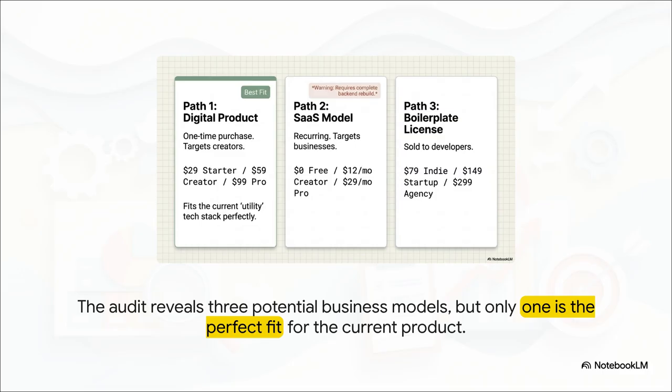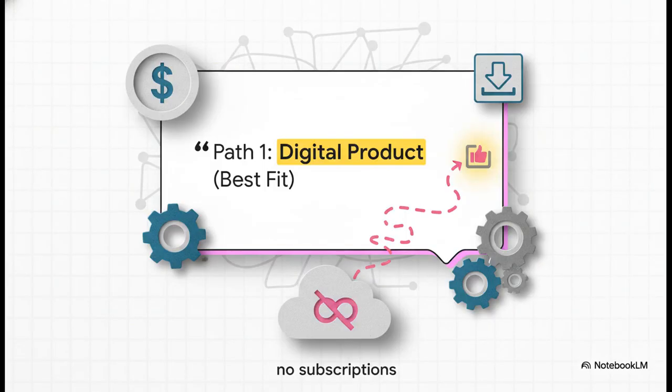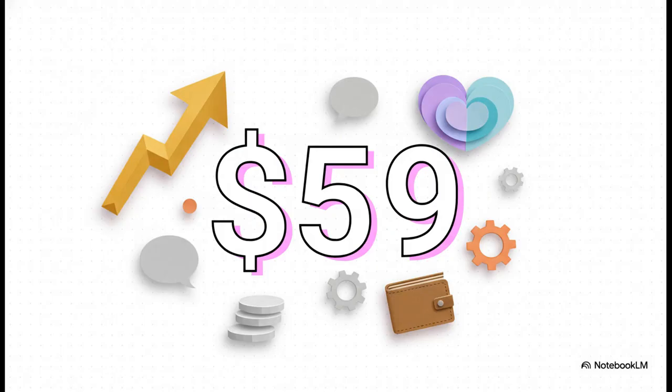Path 3, selling it as a boilerplate, basically just the raw code, is an option, but probably not the main one, which leaves us with a very clear winner. Path 1, sell it as a simple digital product, a one-time purchase. This is the best fit, hands down. Why? Because it perfectly matches the technology as it exists right now. It leans into the product's strength as a powerful one-time tool and completely avoids the weakness of not having a backend for subscriptions.